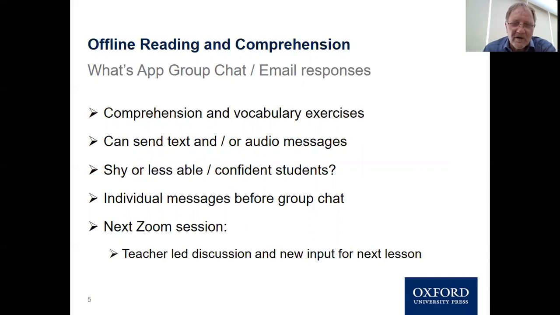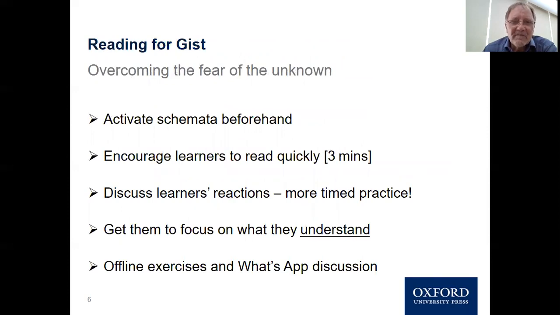So we don't need to have an ebook. We can work very easily using textbooks that the children have at home. Remember, we are working here particularly with Reading for Gist. We are looking at encouraging learners to think about their strategies. We have activated schemata beforehand. We've done a very quick 3-minute exercise.